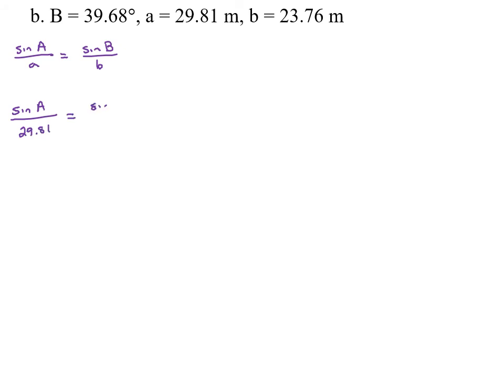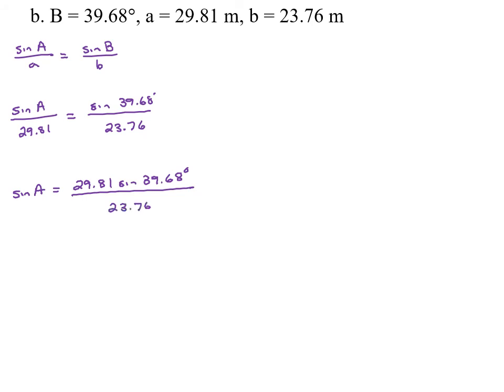And sine B is 39.68 over 23.76. If I move the 29.81 on the lower left to the top right, I will end up with sine of A is 29.81 times sine of 39.68 divided by 23.76. We go to the calculator and see what kind of decimal we get.